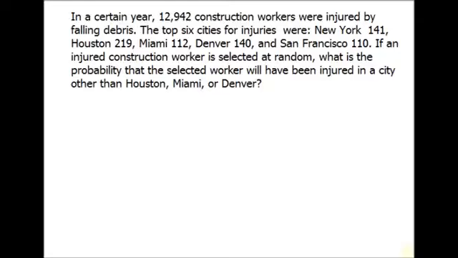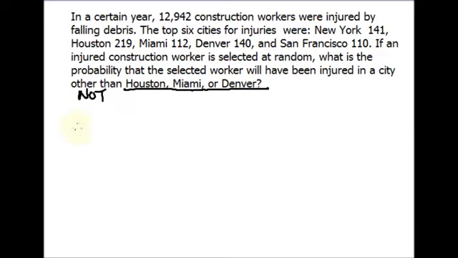Unfortunately, figuring out the probability of an event not happening isn't always that easy. Got a slightly more complicated question here. We've got 12,942 construction workers injured by falling debris, a list of cities, and the question is asking if an injured construction worker is selected at random, what's the probability the selected worker will have been injured in a city other than Houston, Miami, or Denver? In other words, what is the probability the event did not take place in one of these three cities?